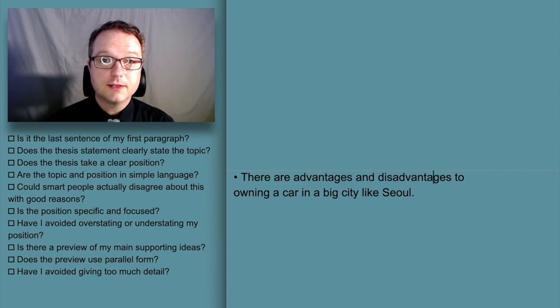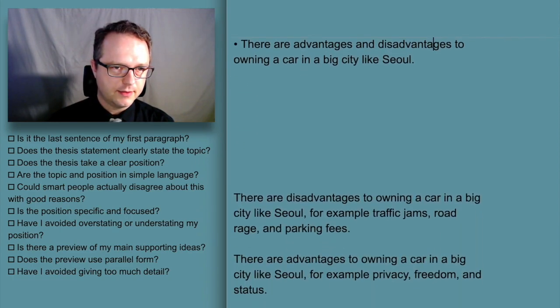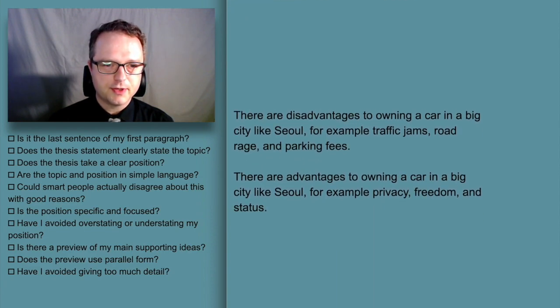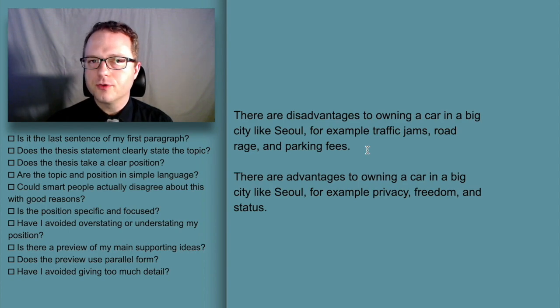So let's choose a side for this one, and let's add a preview in parallel form. Here are some ways to do it. Let's choose, well, we can do both. We can choose there are disadvantages to owning a car in a big city like Seoul. For example, traffic jams, road rage, and parking fees. Or we could focus on the advantages and say there are advantages to owning a car in a big city like Seoul. For example, privacy, freedom, and status. These are two ways to fix this one.